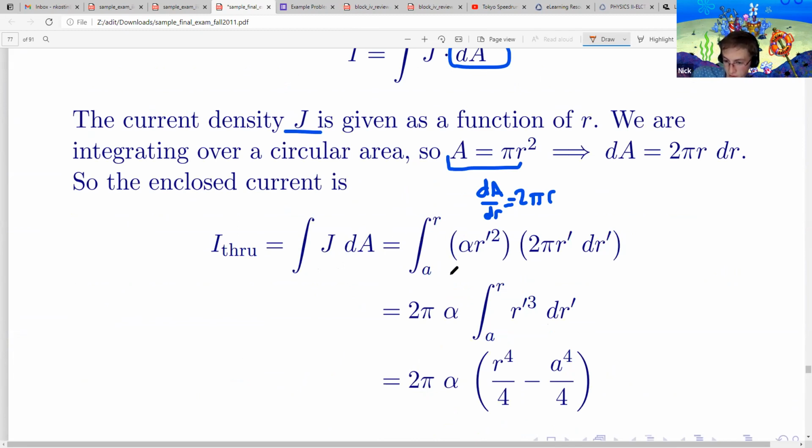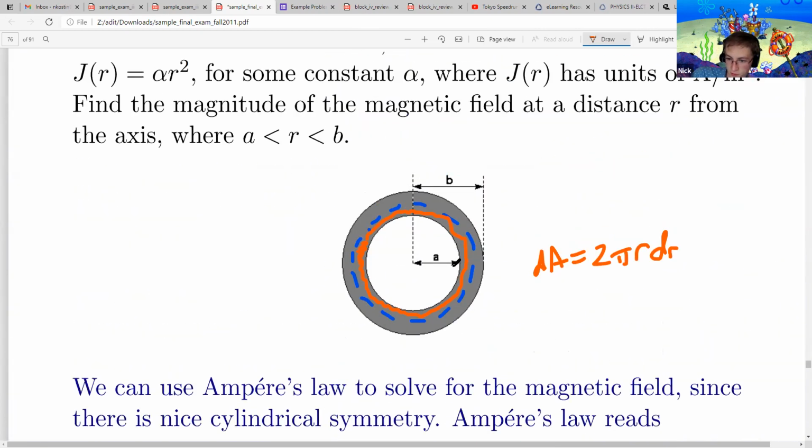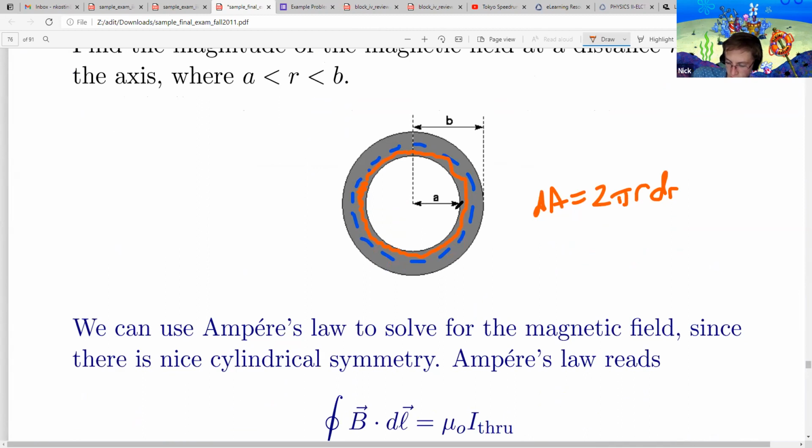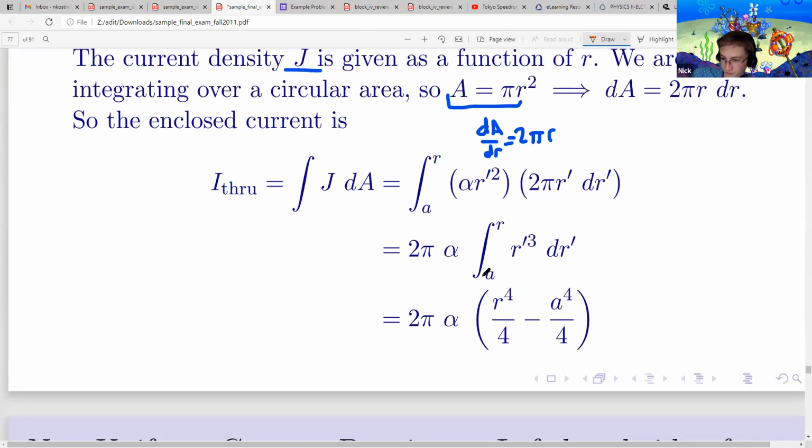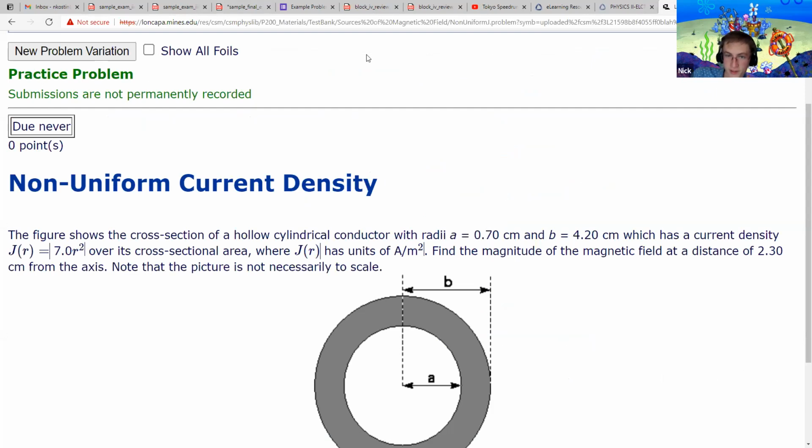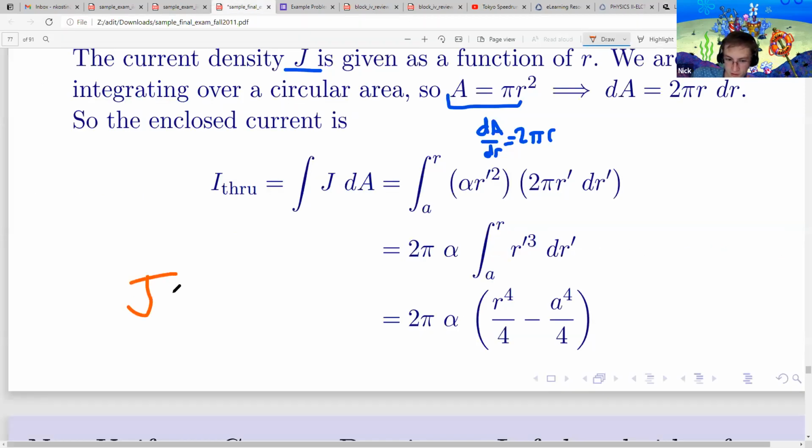And this time, my bounds of integration are going to be from A to R. I don't want to integrate from 0 to R, first of all, because I can't. If I try to integrate, shoot, can I? I can, never mind. There are some problems where the current density J is given as 1 over R squared. I think I was thinking of one of those problems.